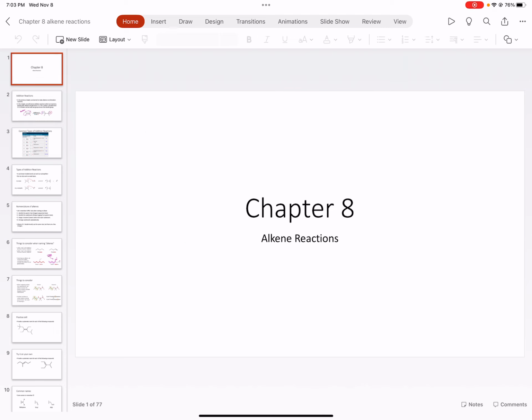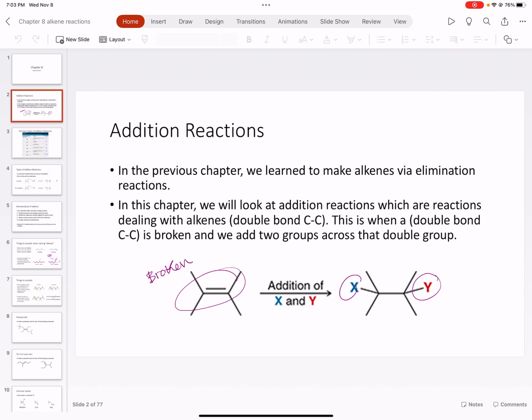So, chapter 8, alkene reactions. We have addition reactions. In the previous chapter, we learned to make alkenes via elimination reactions. In this chapter, we will look at addition reactions, which are reactions dealing with alkenes. And we know alkenes are double bonded carbon-carbon bonds.